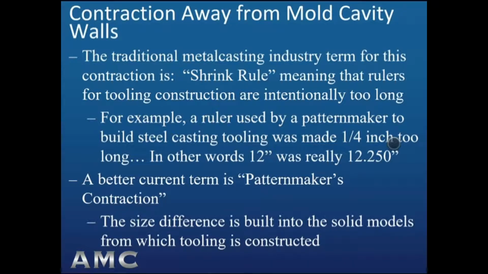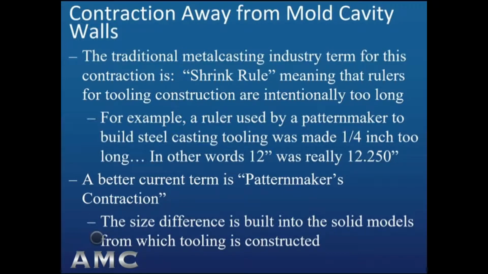So if I had an 18-inch ruler, at the 12-inch mark it was really 12.25 inches long, so that I didn't have to keep calculating the dimensions as I was building the tooling. I had the shrinkage rate built into my rulers, and that's why we called the contraction problem that we have with all metal casting alloys the shrink rule. But actually a better term is pattern maker's contraction, because we're building that contraction rate now into the solid models. We're not using rulers and hand construction of tooling anymore. And so therefore the size difference is built into the solid models from which the tooling is constructed. Well, what's the issue with this? Well, it varies a lot.